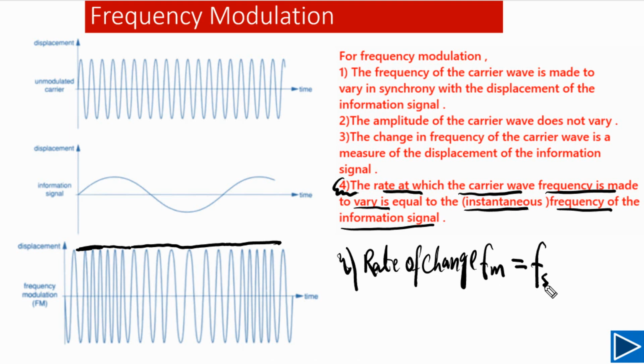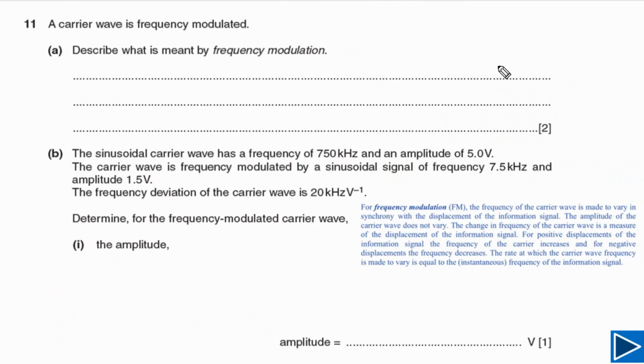We can write down the rate of change of modulated wave frequency is equal to the frequency of the signal. Let's try to answer this question now. For this question it is given to us that a carrier wave is frequency modulated, so we need to describe what is meant by frequency modulation.